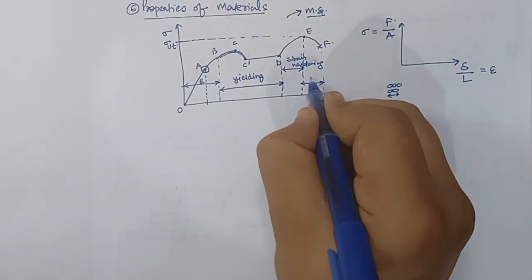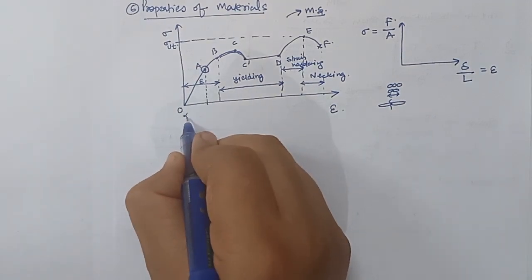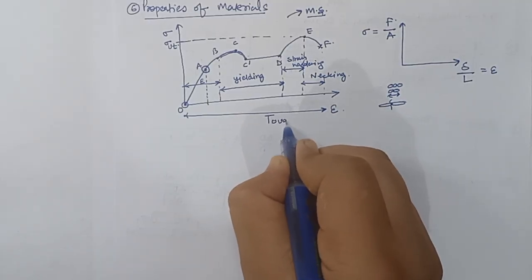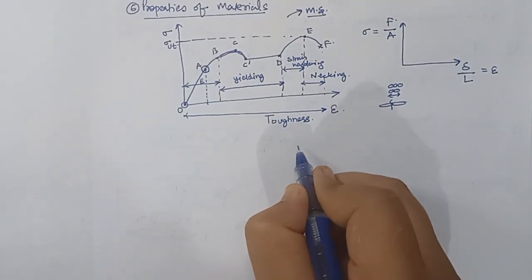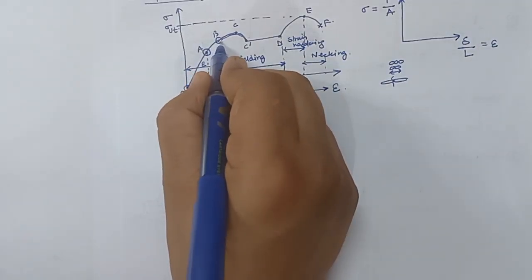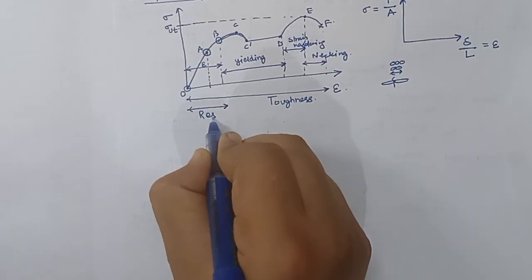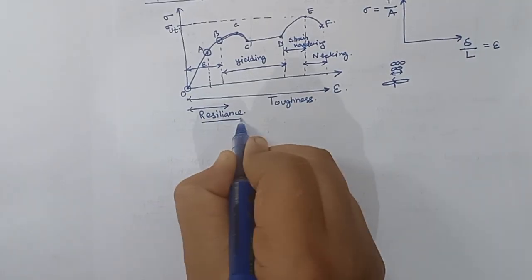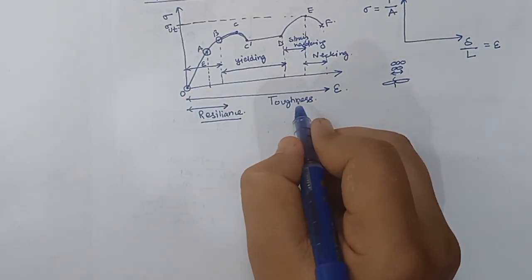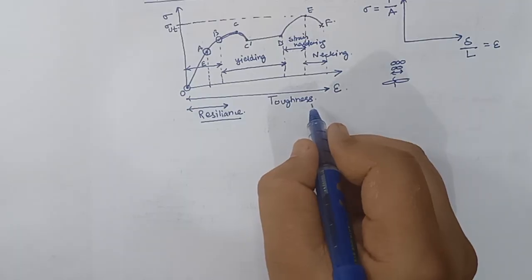So you can tell this is a necking region. Two important regions are there from starting to fracture. This is called toughness, right? And till the elastic region we have resilience. What is resilience? It is energy absorbed by the material up to the elastic limit. And what is toughness? Toughness is energy stored by the body from origin to fracture. It is the total energy stored by the body.